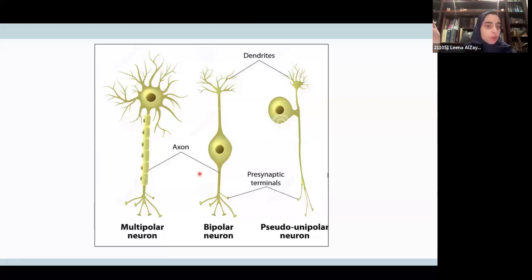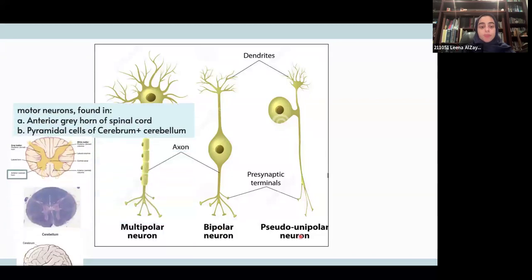Where are multipolar neurons located? Where are bipolar neurons located? So you really have to recognize where they're located, how they look, and in histology, how they look in a slide. So first, we have the multipolar neuron. The multipolar neuron, we know this is how it looks, and this is usually found in motor neurons. On the other hand, we have the bipolar neurons. Then we have the pseudo-unipolar neurons.